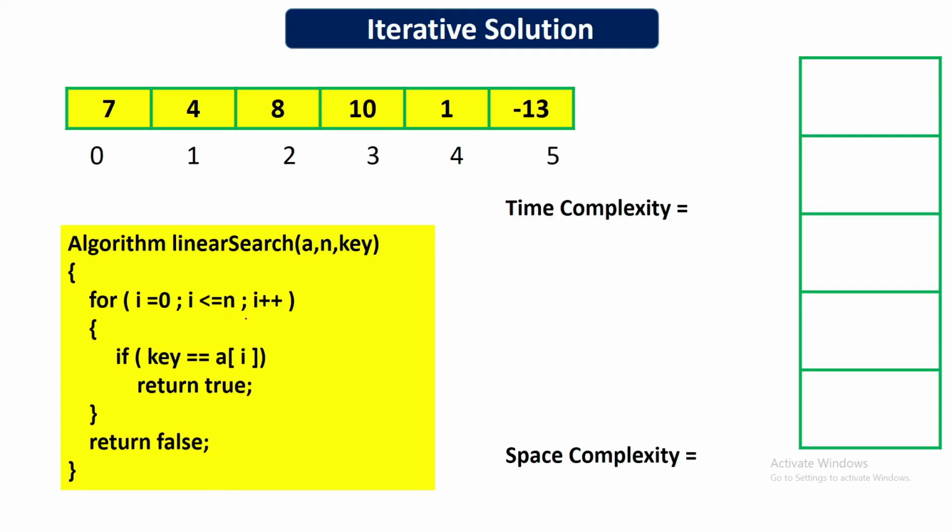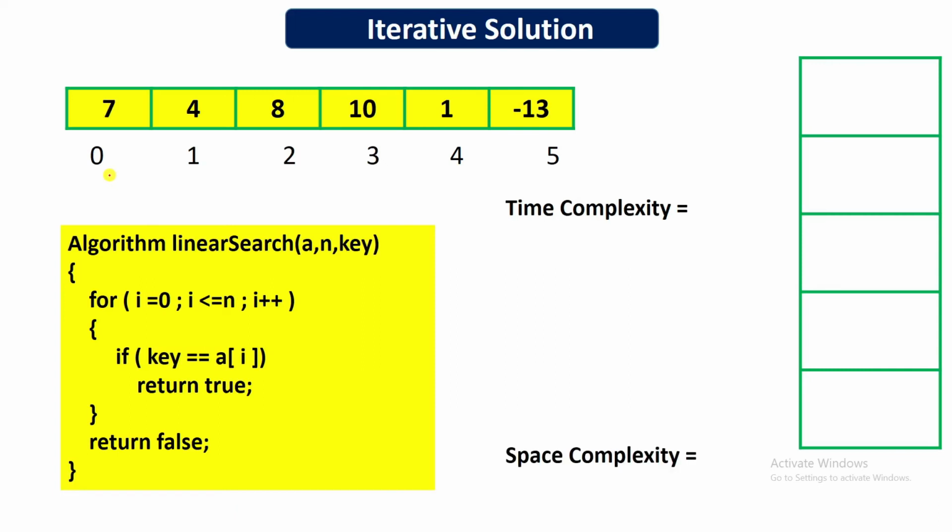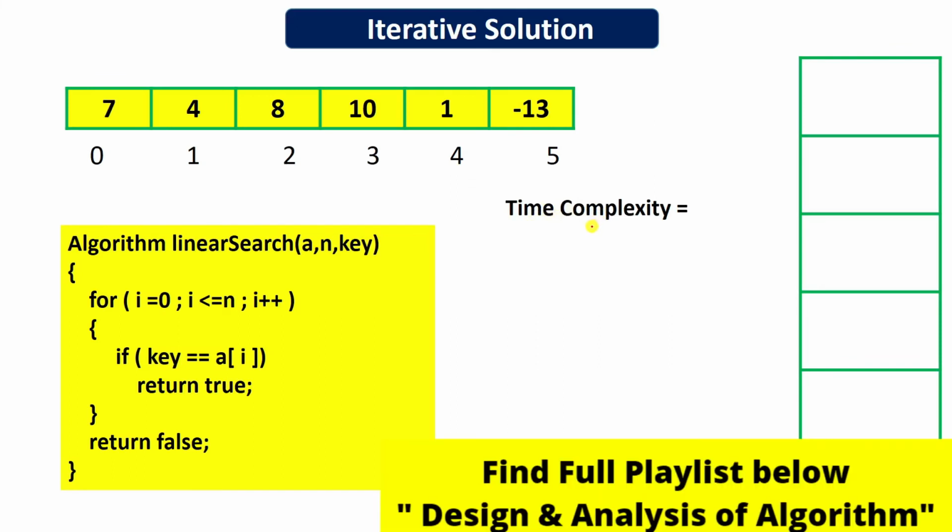Let's now find the time and space complexity for this iterative solution of linear search. To find the time complexity, we have to see how many times comparisons are done, because comparisons are the key things you have to check while finding the time complexity. If you do not know what time and space complexity are, you can check out my video in the design and analysis of algorithm playlist, where I have discussed them.